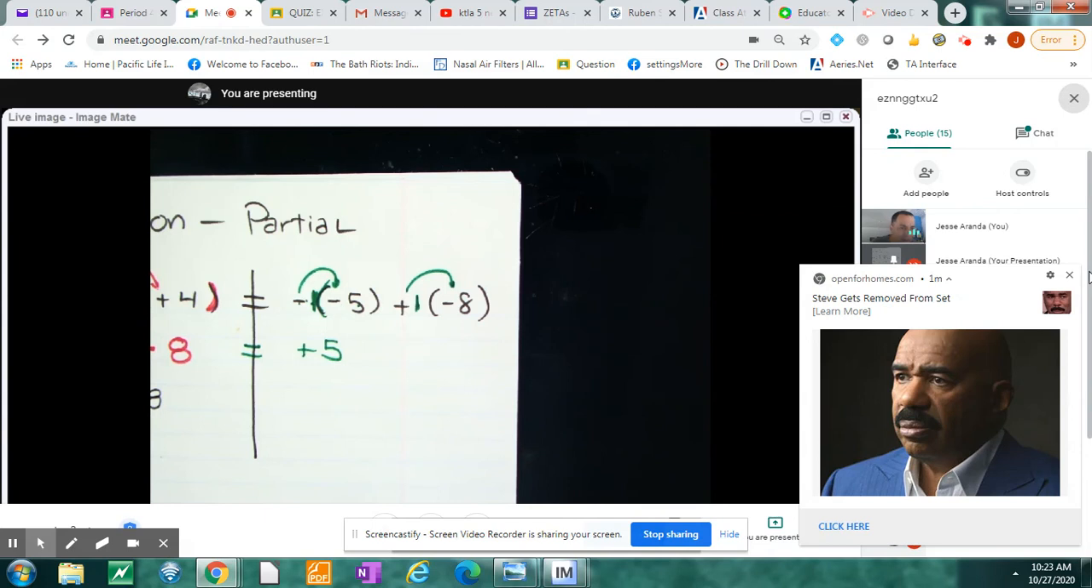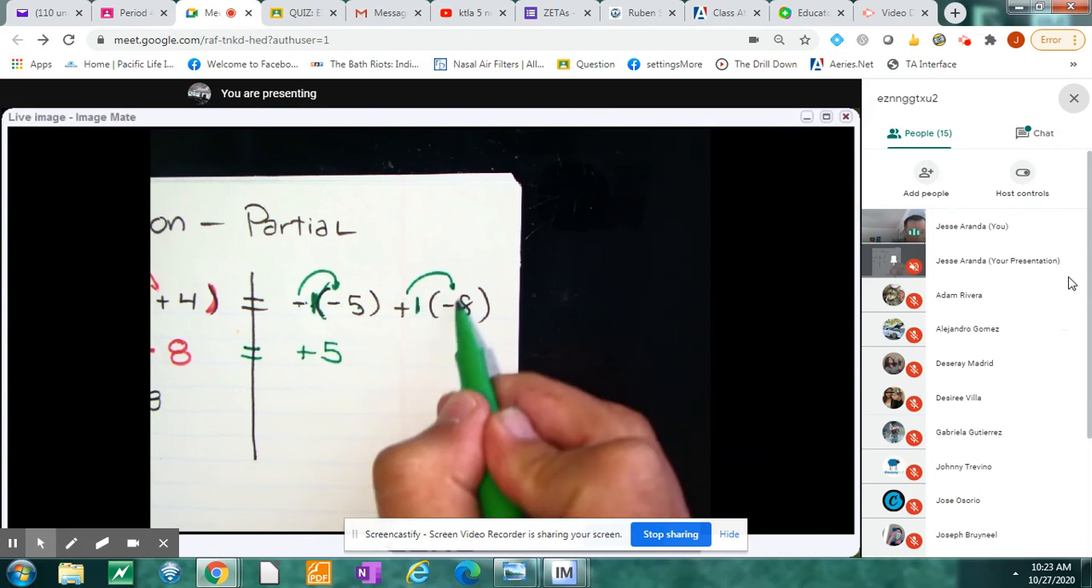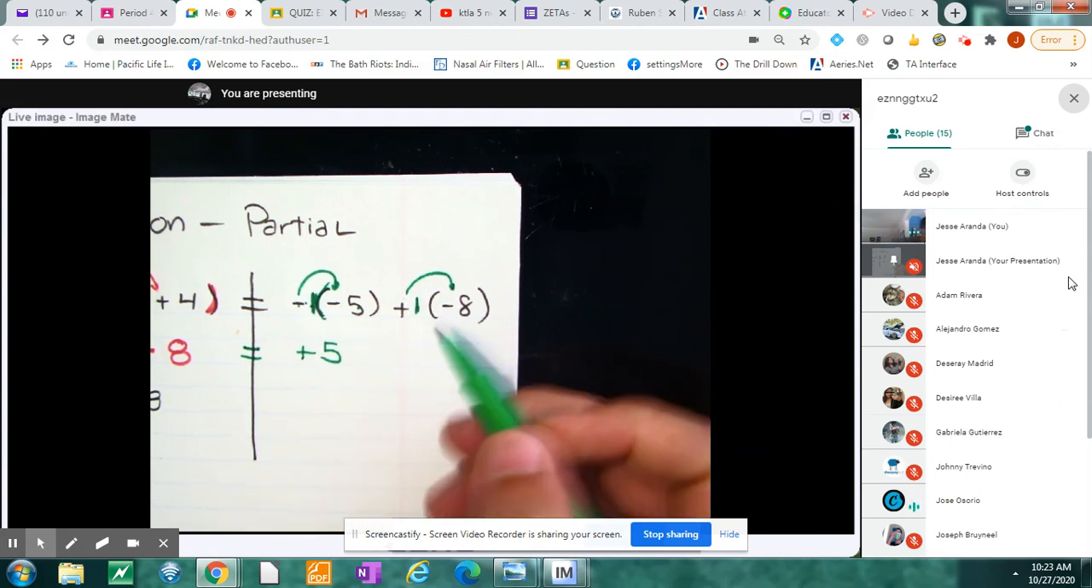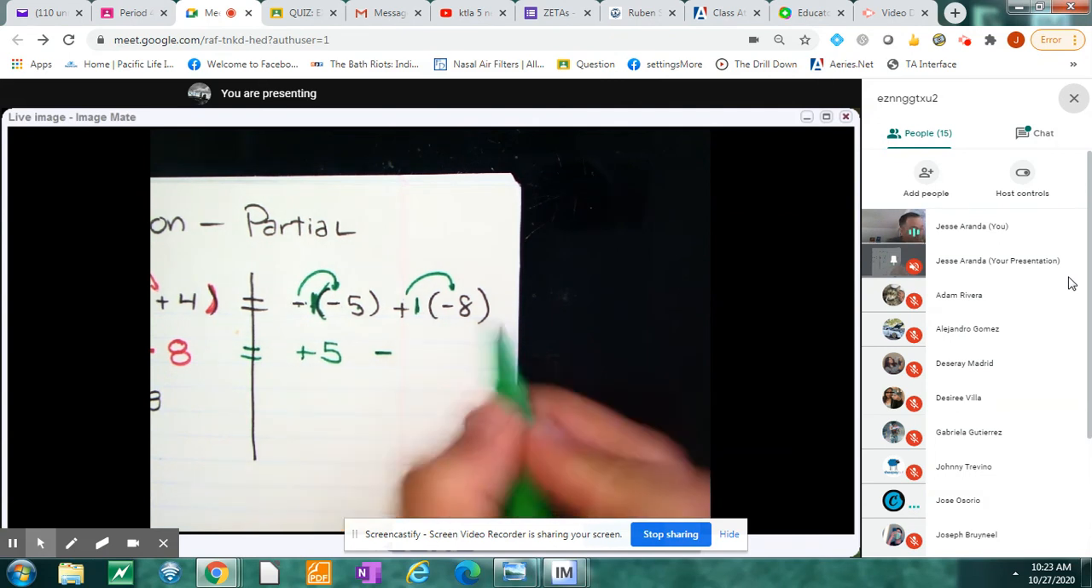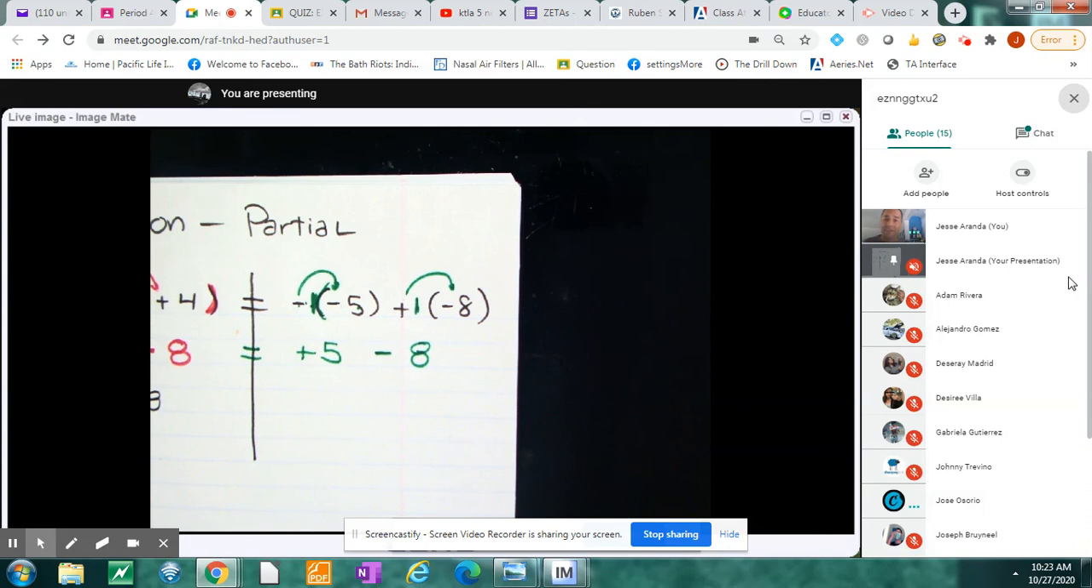Let's see, Jose, what's this? Positive times negative. What's positive times negative? A negative. Right, and then 1 times 8? 8. You see what happened? The parentheses disappeared once we multiply. So that's good. Crazy over math. There you go.